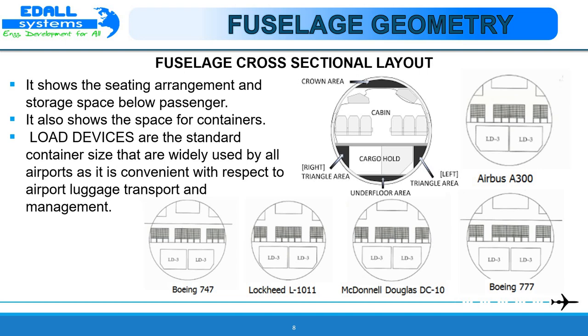Once we have a rough idea about what we want from our fuselage, it's time to start designing. As said before, one starts the design from inside out. One notices that the design will need to focus on the seating arrangement, but also the storage space below the passengers. The space will contain the shape of the containers. When designing the cargo deck of the fuselage, designers often use the standard container sizes that are widely used at airports all over the world. They are called LDs or load devices. These containers are standard because it is convenient with respect to airport luggage transport management.